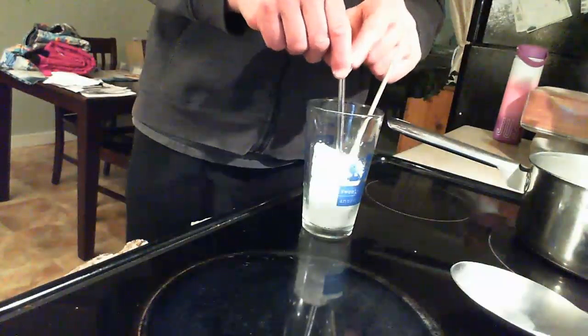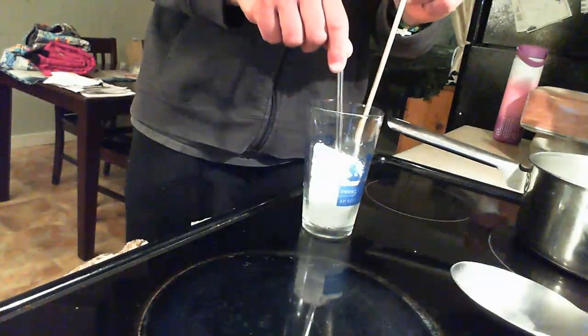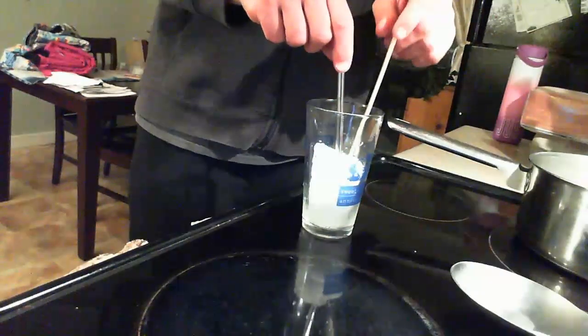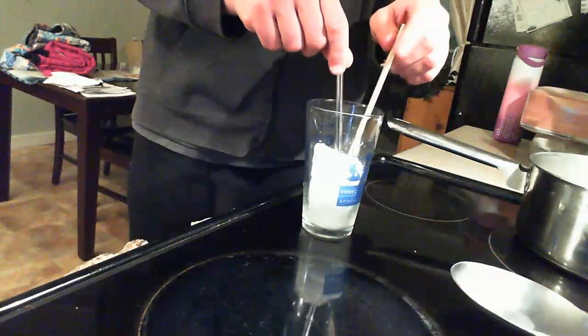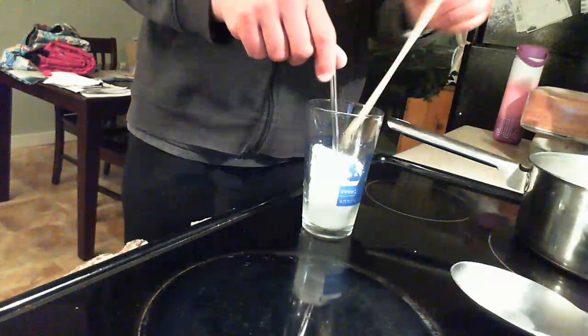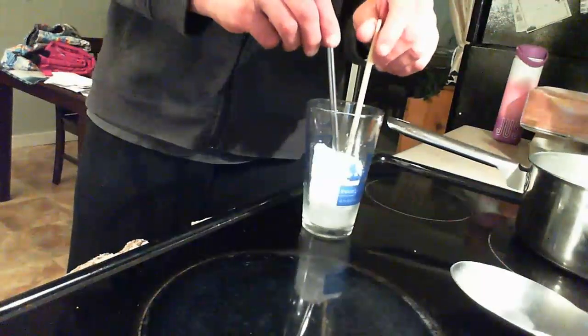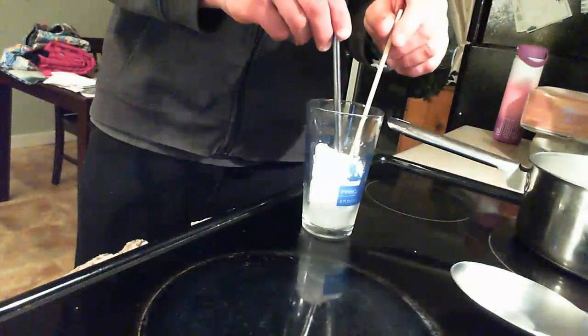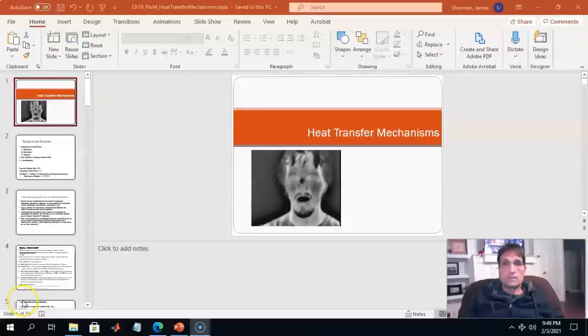But I lose more heat through the metal straw because it can carry away the heat more rapidly than the wooden chopstick. And so some materials, like metals, are very good at transferring heat through conduction from a hotter body to a colder body, while other materials like wood, the wooden chopstick, don't transfer heat as rapidly. And so this is called conduction. Conduction is the transfer of heat from a warmer body to a colder body by direct contact. So the straw is in direct contact with my hand.